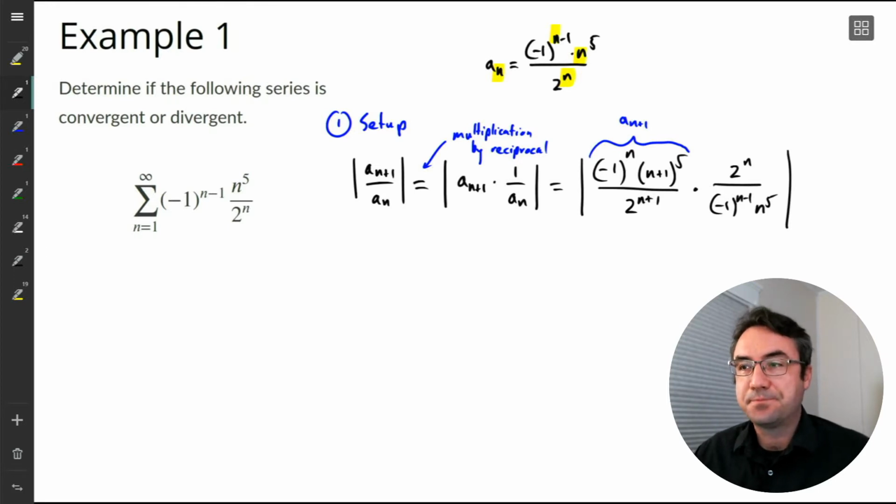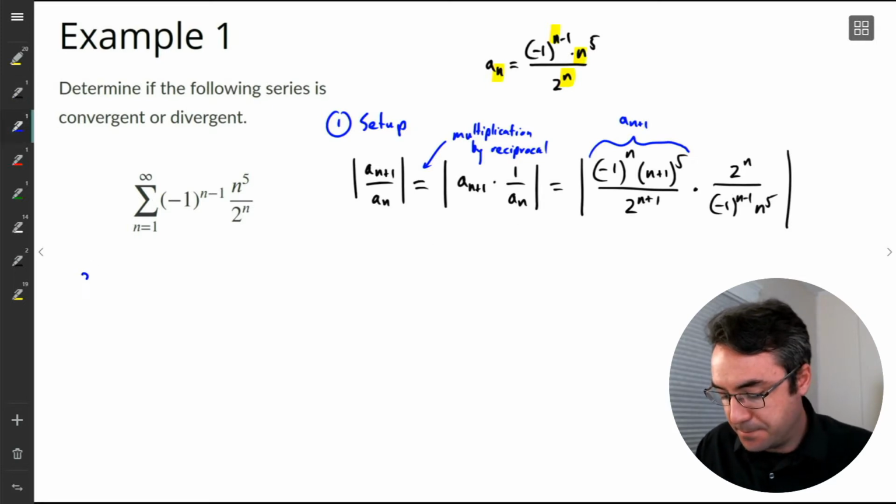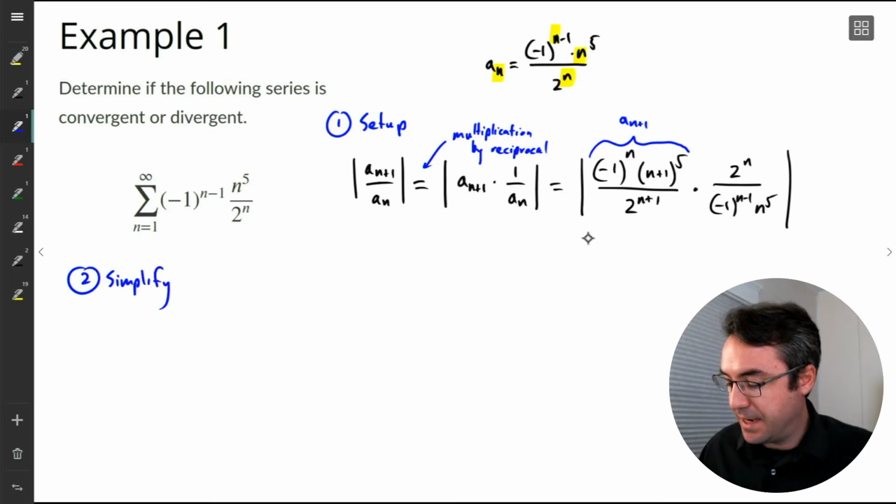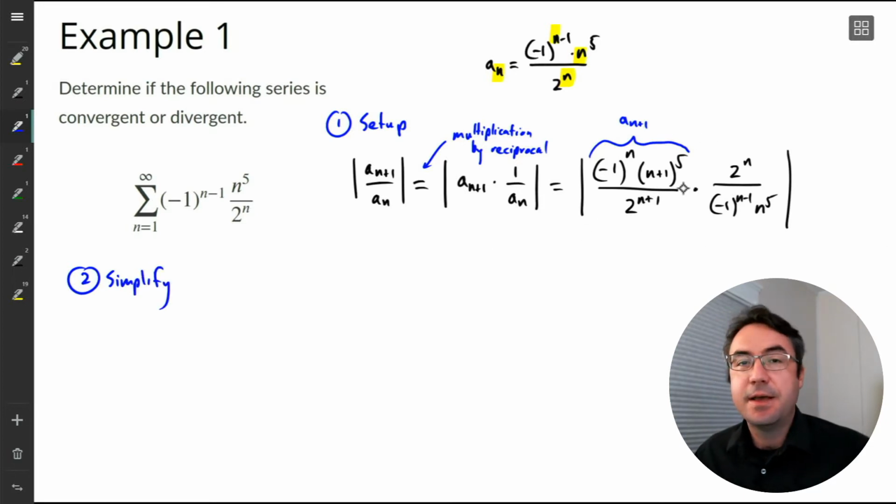All right, so we have it set up. We have the thing that we're going to do the limit of all set up. Now we want to try to simplify this. And that's the next part. Try to simplify this down as much as you can. Ultimately, we're going to do the limit of this as n goes to infinity.